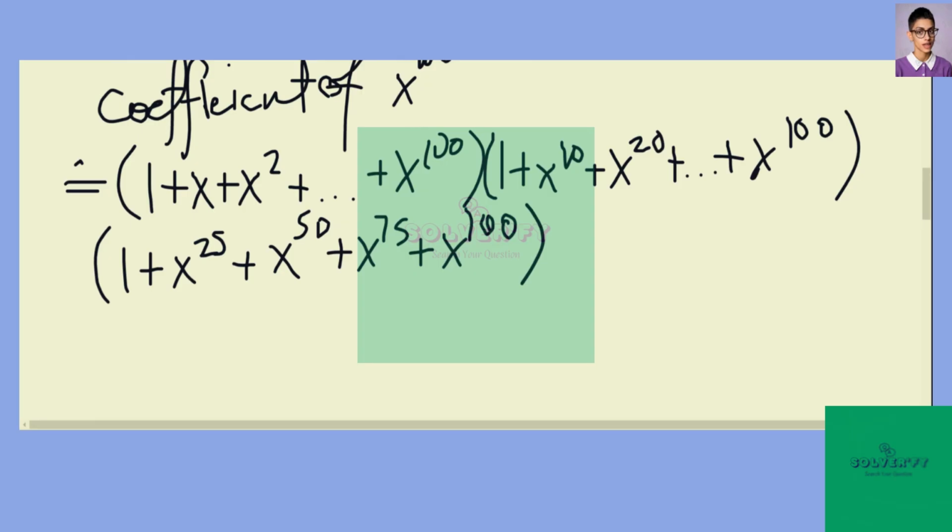And after we do so, we find that this coefficient is going to be 26.